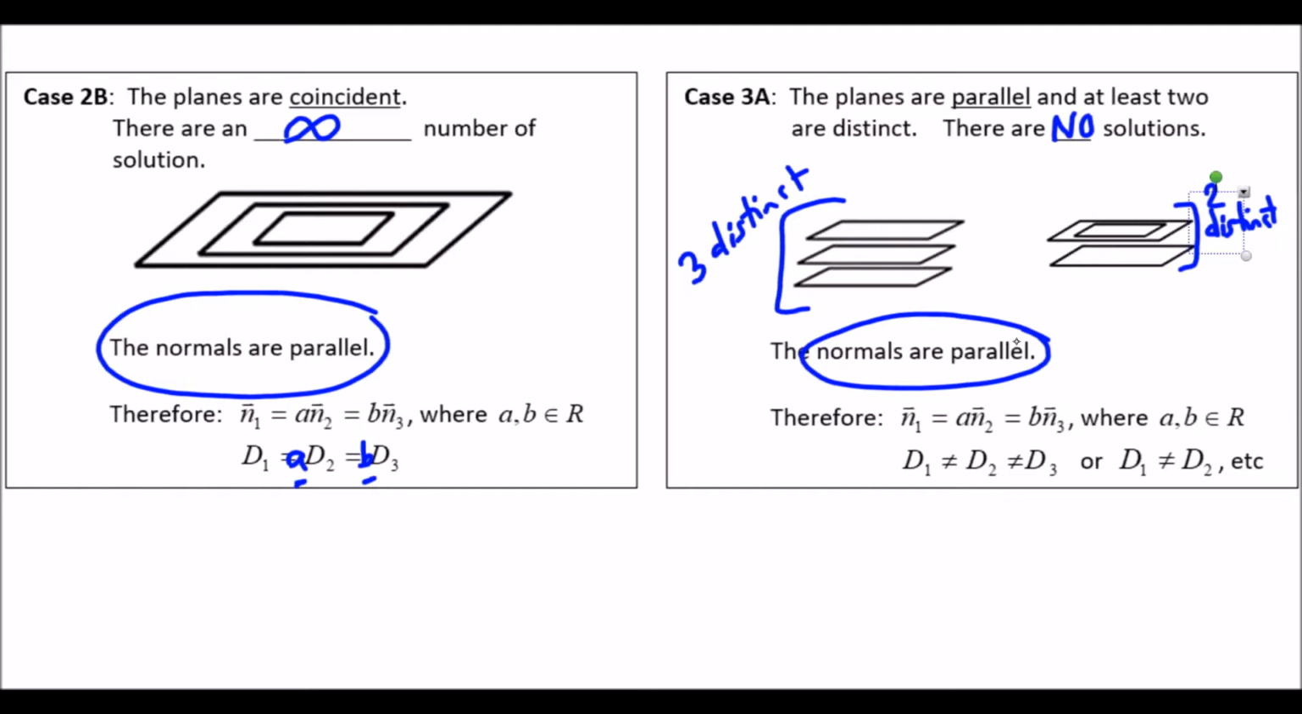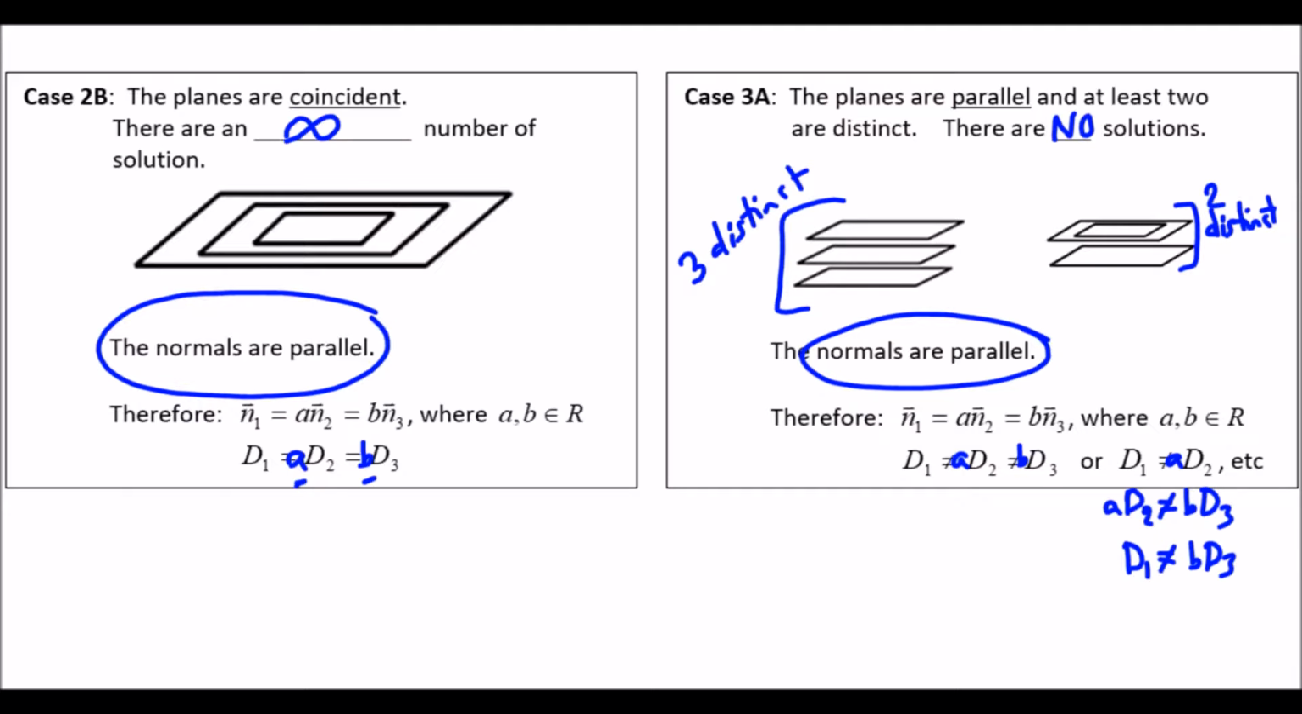The normals are parallel. However, d1 does not equal a d2, or a d2 does not equal b d3, or the third case, d1 is not equal to b d3. So really, if any of these work, there are no solutions.